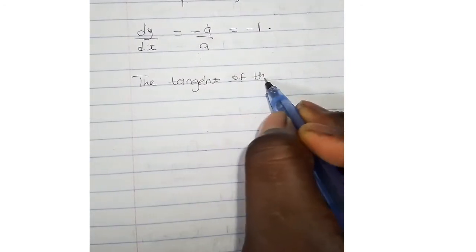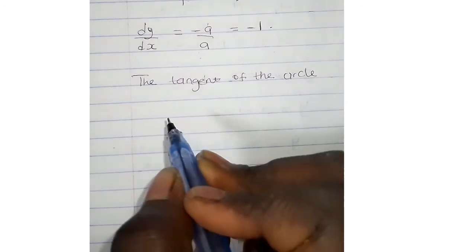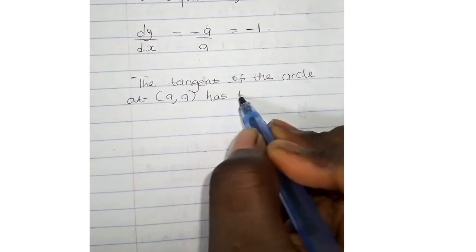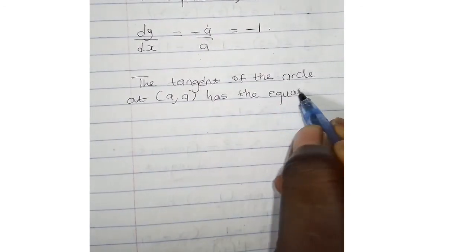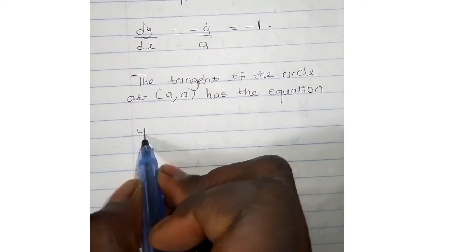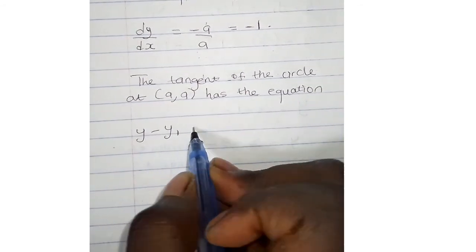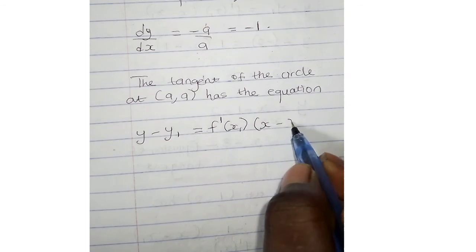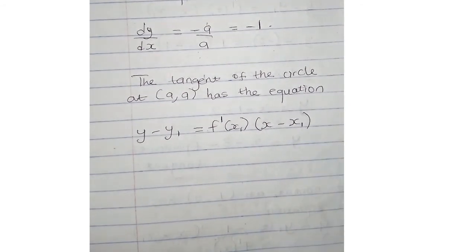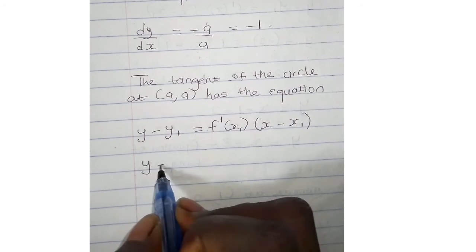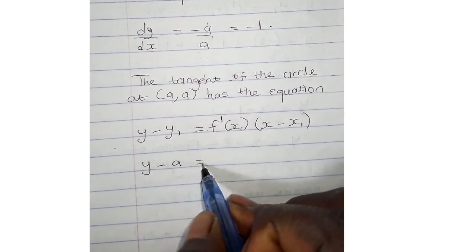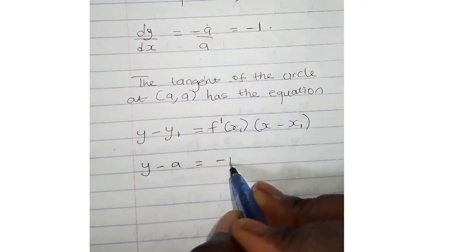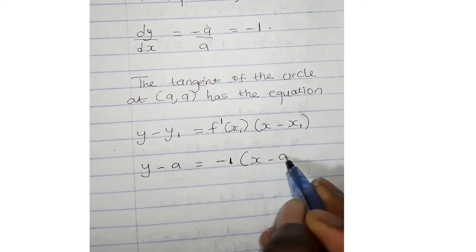of the circle at the point a, which is the formula for the tangent: the equation of the tangent is y minus y1 equal to f prime of x1, which is also known as dy/dx, into x minus x1. So our y1 is given as a, so we're going to have y minus a equal to f prime of x1, which is our dy/dx, given as minus 1. So we have minus 1 into x minus a.